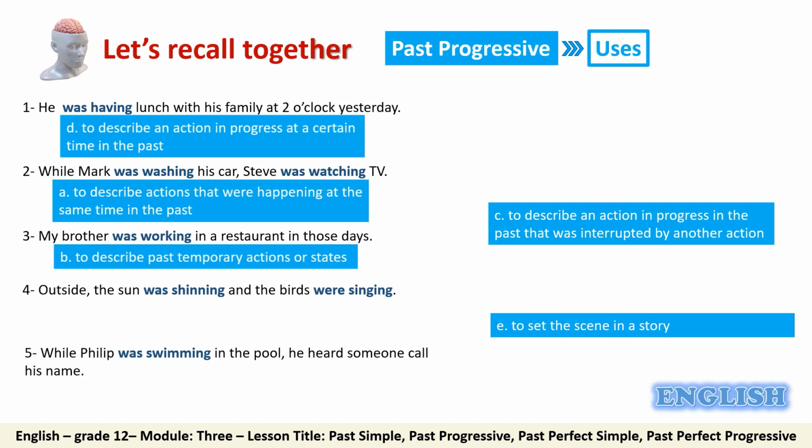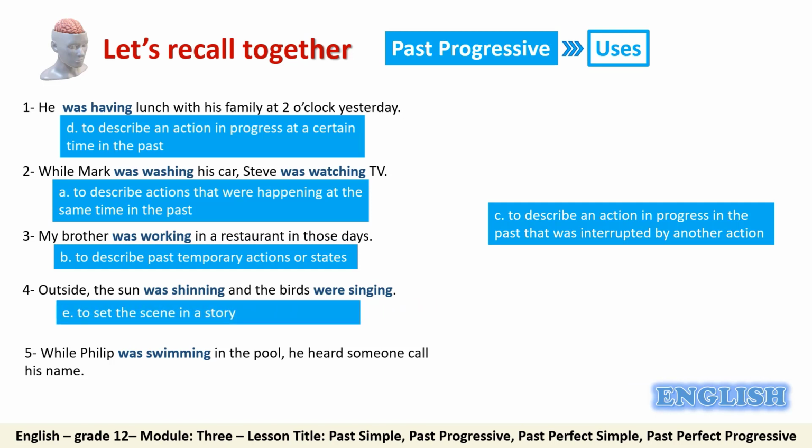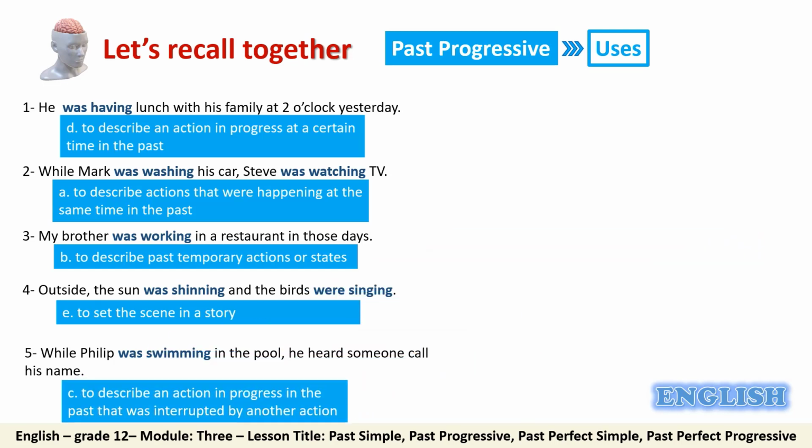Then sentence 4. The past progressive in the sentence is used to what? Excellent. To set the scene in a story. Finally, sentence 5. And of course here the past progressive is used to describe an action in progress in the past that was interrupted by another action.